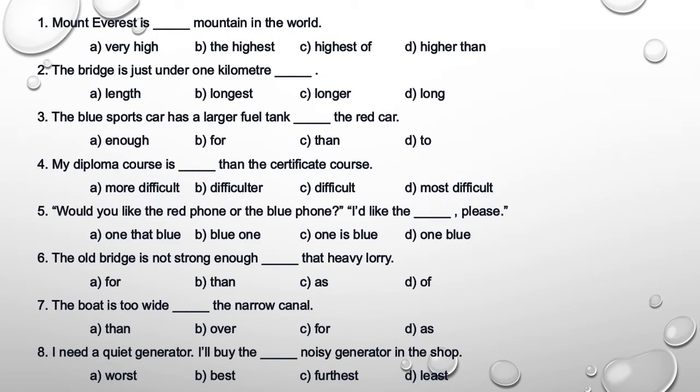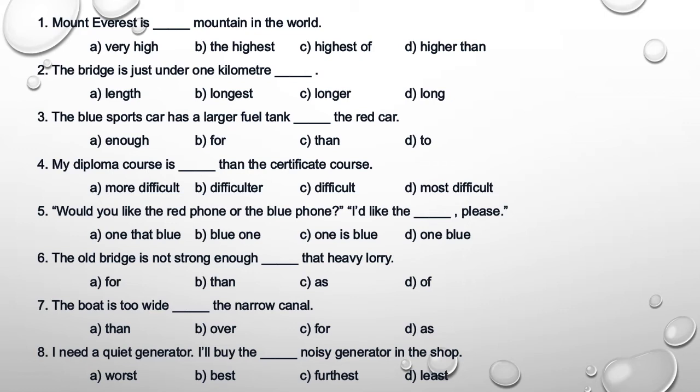In this exercise, I want you to choose the correct answer for each sentence. You have 8 sentences, and each sentence has 4 choices, A, B, C, or D. Please take 5 minutes trying to choose the correct answer. Thanks for trying. I hope you got the correct answer or answers.